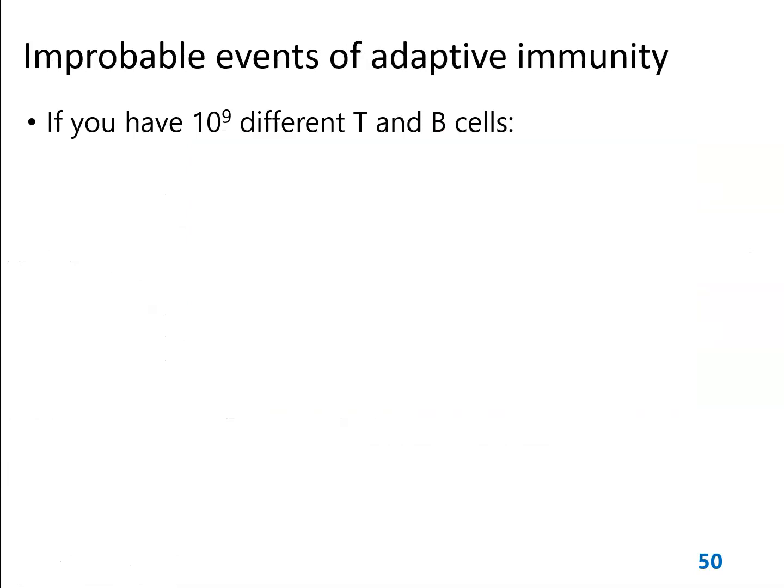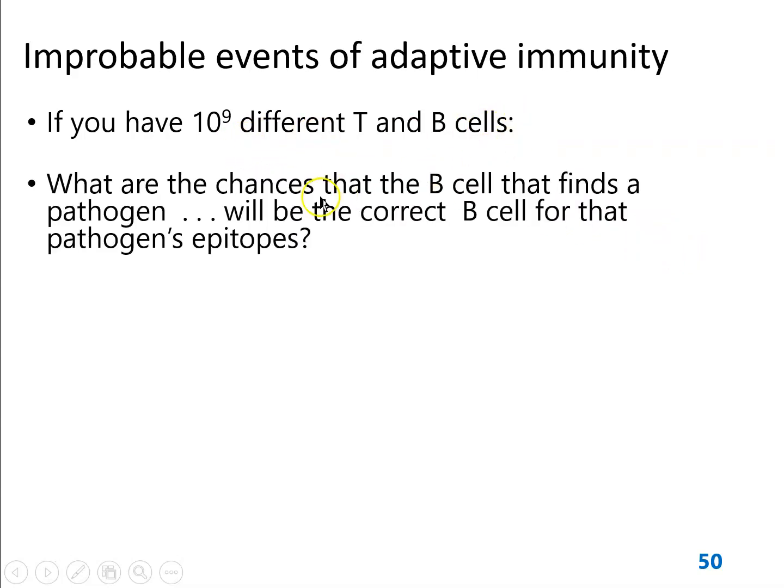You can also understand why we don't have constant activation of our adaptive immune system. You have, I don't know the number, but at least 1 billion different T cells and B cells. What are the chances that one of those B cells is ever going to find the correct epitope? These have randomly generated receptors. So the chances that any B cell is ever going to see its epitope are tiny. And until that happens, it will just wait.